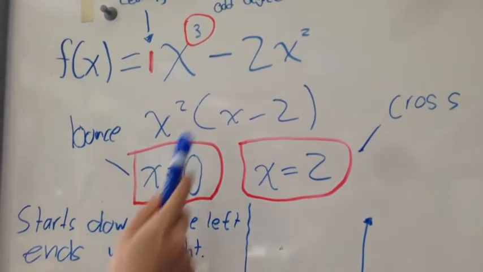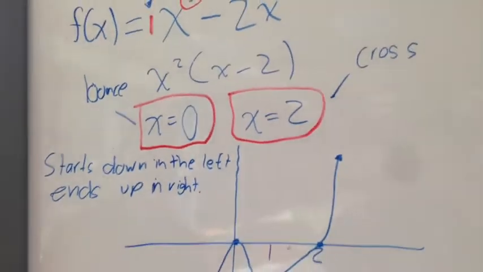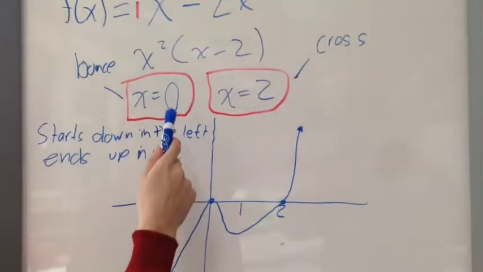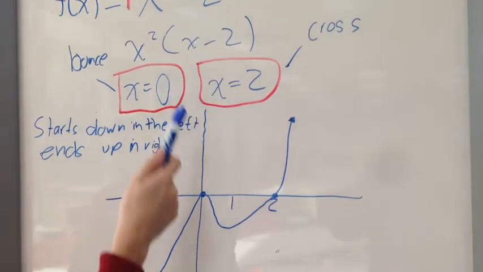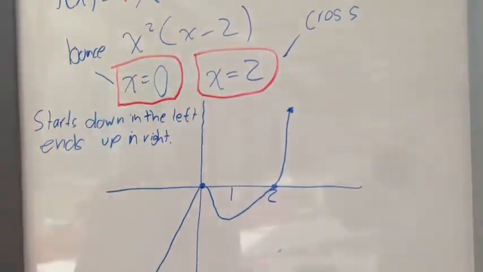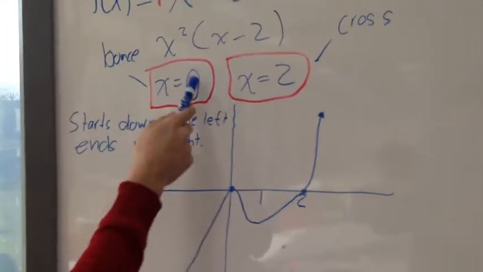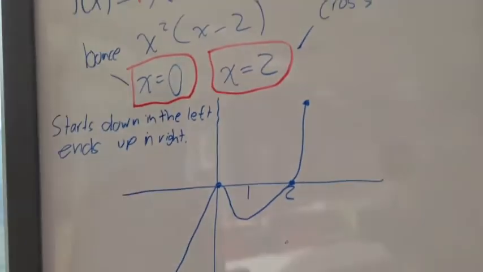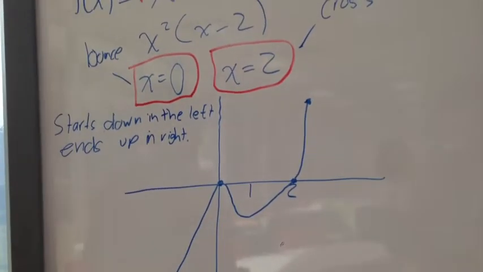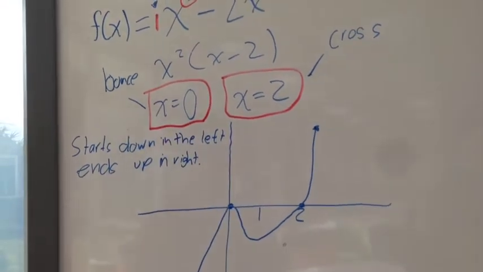Then x minus 2, and we can see if we plug in 2, it will be 0, so it multiplies and it gets a 0. Then in here we plug in and it's another 0, so these are the roots, the zeros.